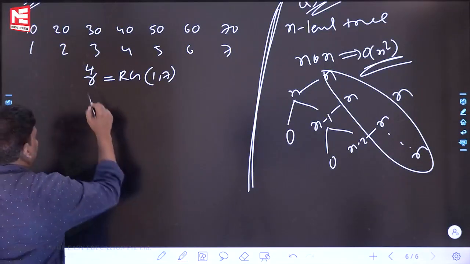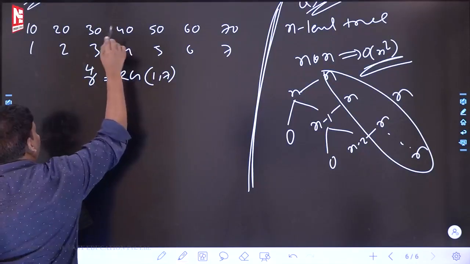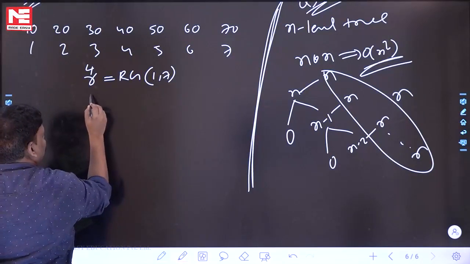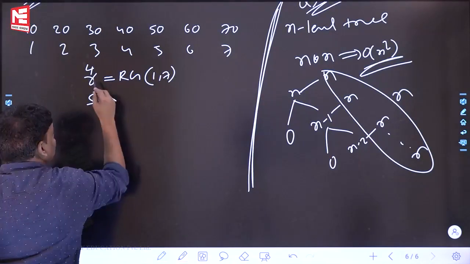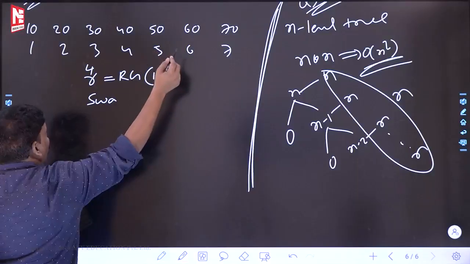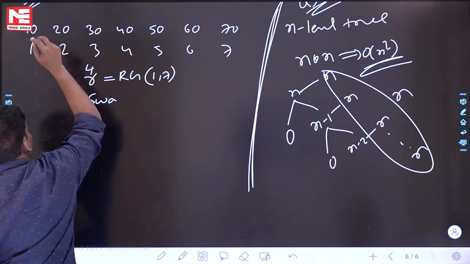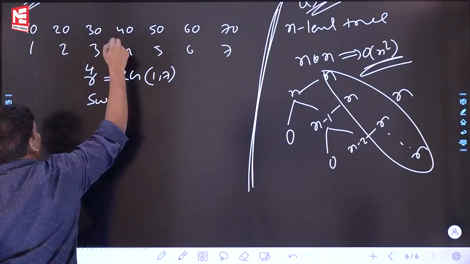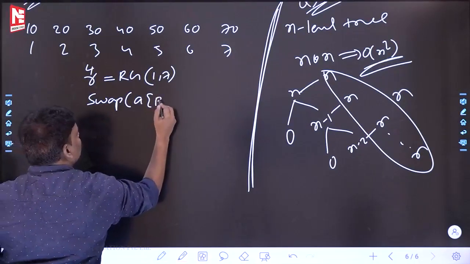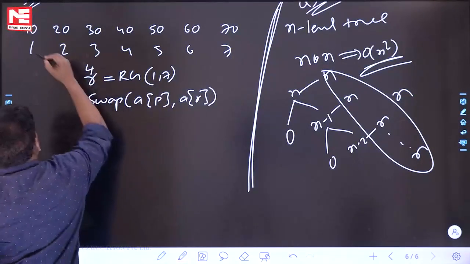Fine. Now see this one. What is the random generator function saying? Take the 4th element as the pivot. Now see the second step, what it will do. Swap. Because it is saying take the 4th element as a pivot, but I know only one algorithm. What is that? Taking the first element as a pivot. So see what it will do. Swap A of P, the first element, and A of R, the Rth element. Swap both.